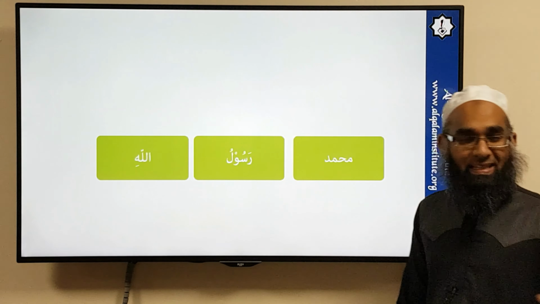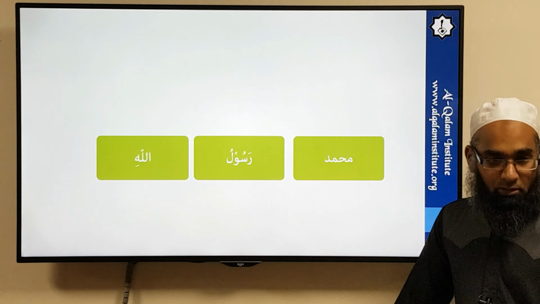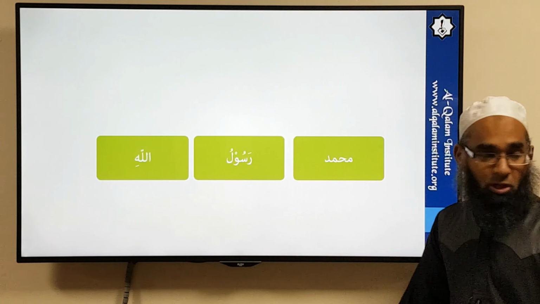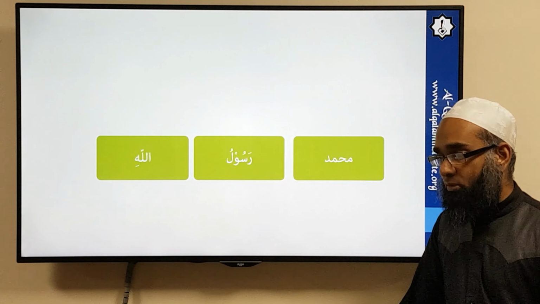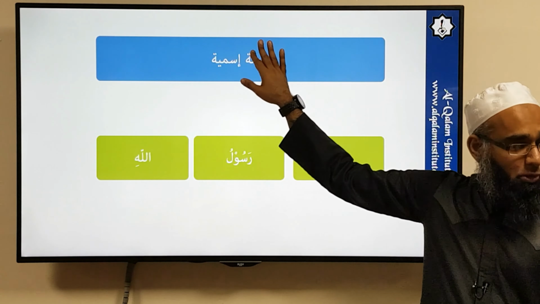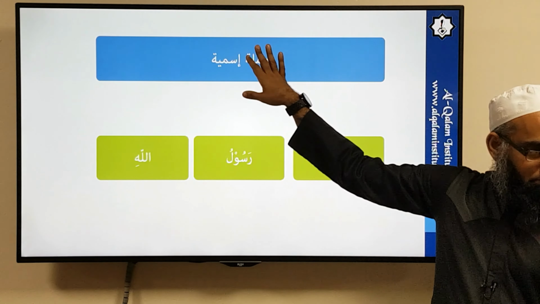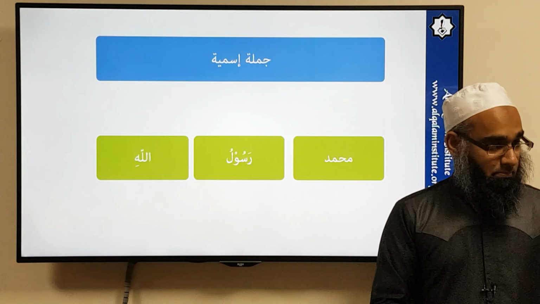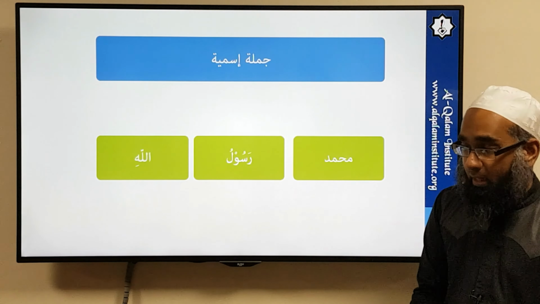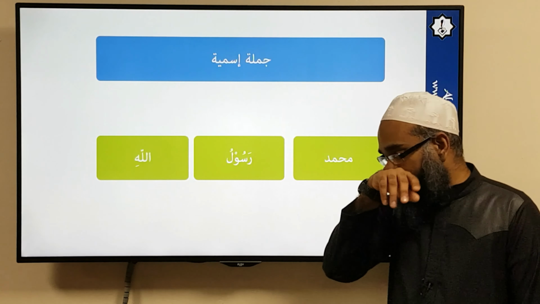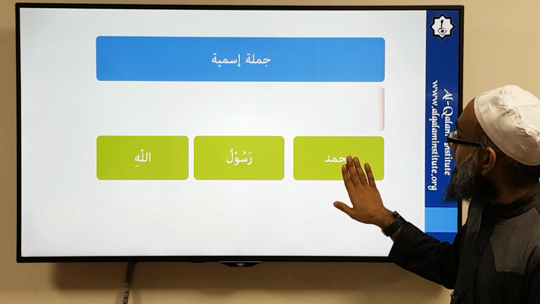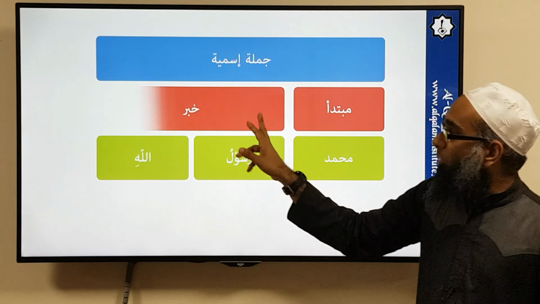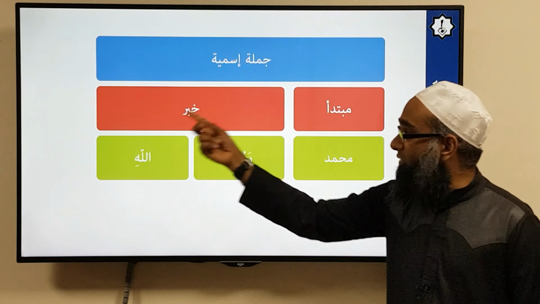Now, let's use it in a sentence. So what's the structure of breaking down a sentence? Jumlatul ismiya, jumlatul fi'liya. What is it? Jumla ismiya. After that, what do we have to look for now? If it's jumla ismiya, how many parts? Look for the ism, which is called the mubtada, and the khabar. What's the mubtada in here? Muhammadun. And is this a khabar on its own, or both words joined become the khabar? Both joined become the khabar. Now that means that the khabar is a phrase.